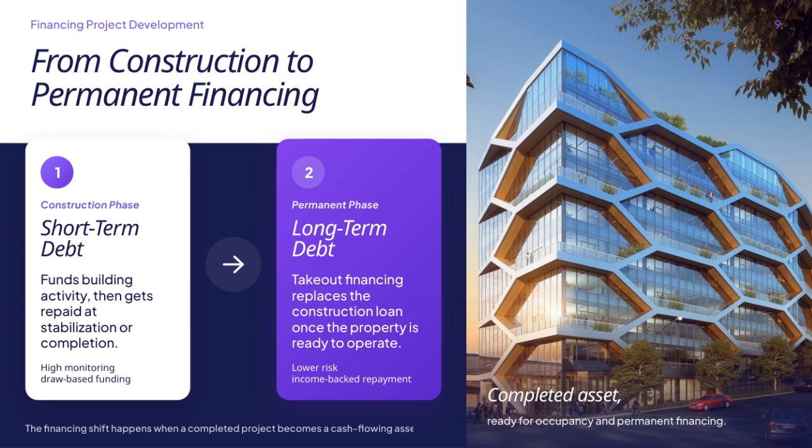Once construction is complete, the project switches to long-term debt or permanent financing. This is often called takeout financing. At this stage, the asset is ready for occupancy and starts generating income, so the repayment is backed by that cash flow. The risk is lower, and the financing is structured accordingly. Essentially, this shift happens when the project moves from being a construction site to a fully operational property.